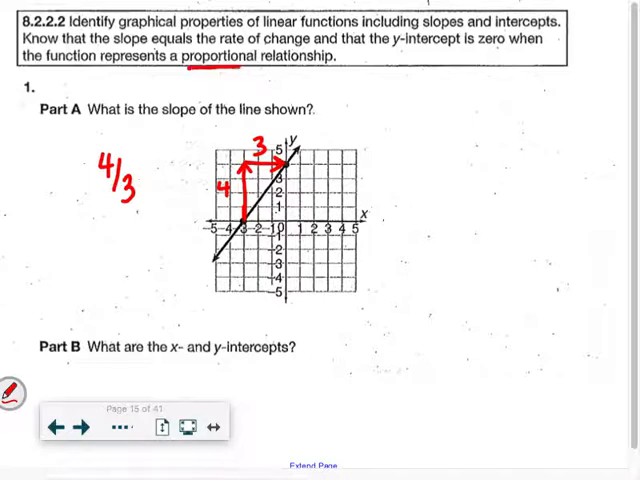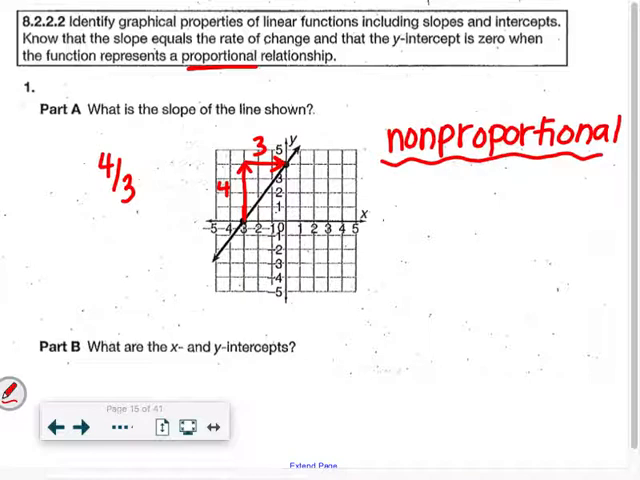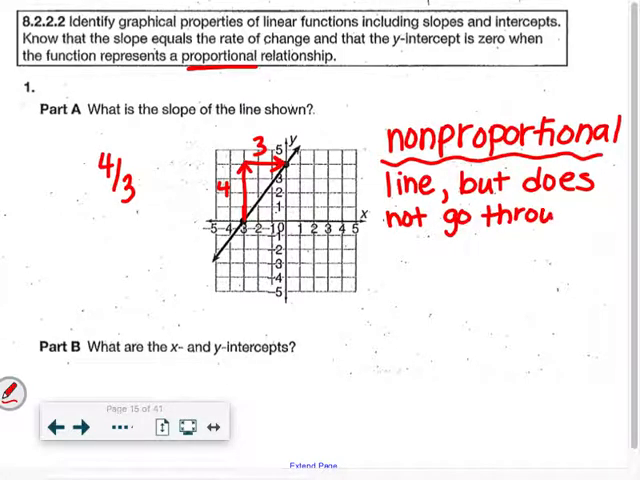This benchmark mentions proportional. This would not be proportional. I know they weren't asking for that information, but this one would be non-proportional because it's a line, but it does not go through the origin. So line, but does not go through 0, 0. All right, so this is a linear function, but it's not proportional.